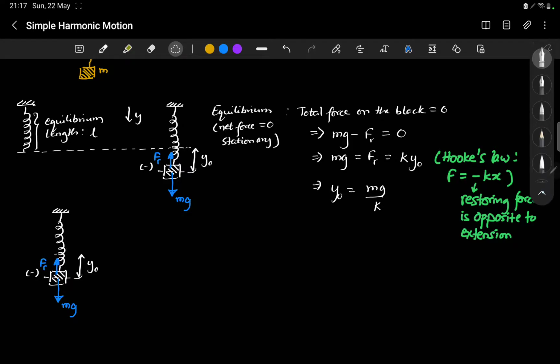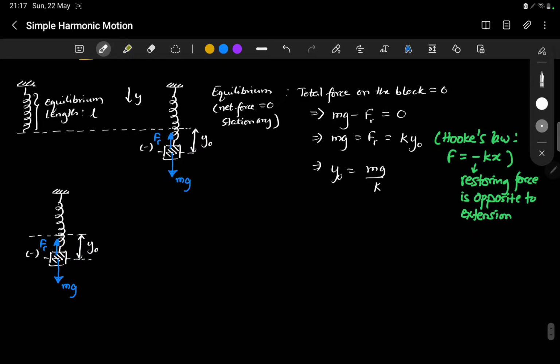So this was the equilibrium length of the spring. This was the displacement caused by adding the mass, which led to a new equilibrium position. And from this position, we will further displace the block by some y distance. So this is the displacement that we typically talk about in simple harmonic motion.